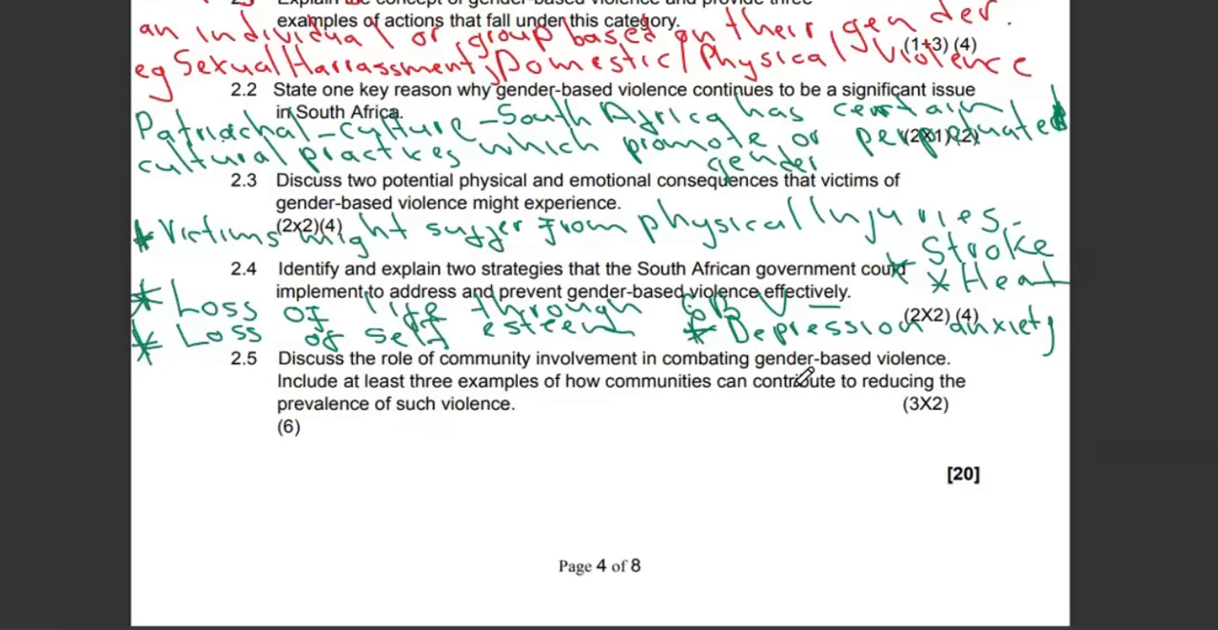Now, the next question: identify and explain two strategies that the South African government could implement to address and prevent gender-based violence. So this is 2.4. There are so many strategies which can be implemented by the government. So the first thing, we need to engage the boy child. Engage men and boys in programs such as Not in My Name.